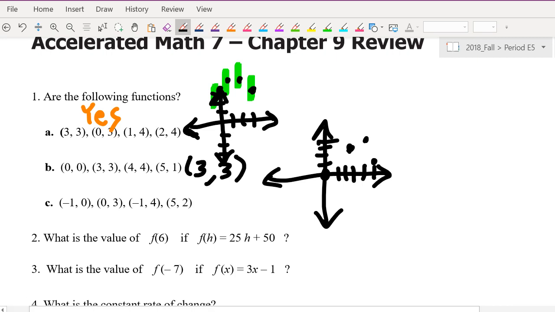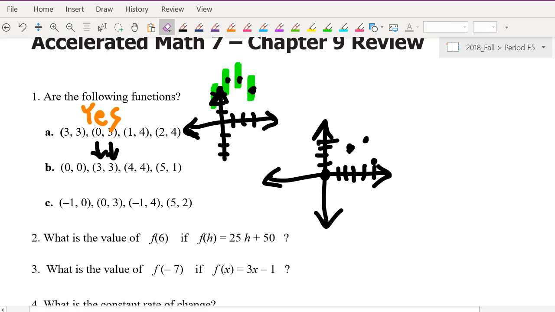Okay, so it's not a function if you have the same input with a different output. Do we have the same input with a different output? We don't, okay? So it's still okay. So that could be on the test. It's the same exact point.